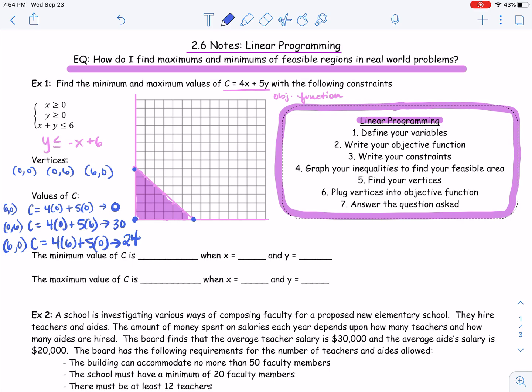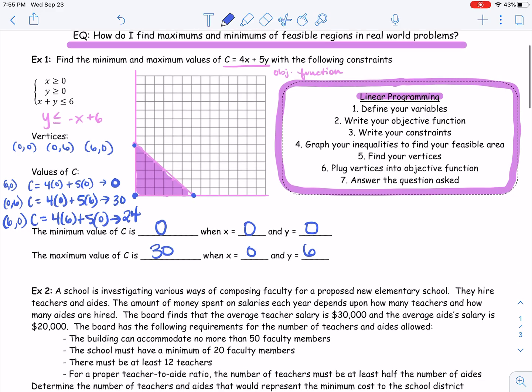The question wanted the minimum and the maximum value. So the minimum value out of 0, 30, and 24 is 0. And that value comes from when x is 0 and y is 0, because it was the point 0, 0. The maximum value out of those 3 things is 30. And that was when x was 0 and y was 6. So in a problem, depending on what x and y are representing, then it might say, what is the maximum cost? So that might be when I have 0 of this and 6 of that or whatever. And so now we'll kind of get into that problem.